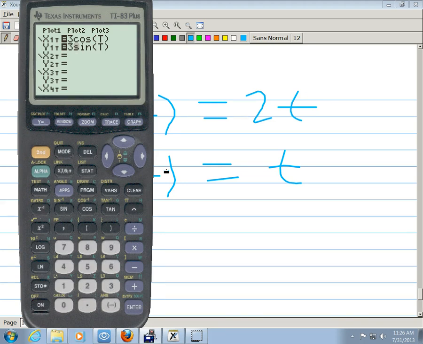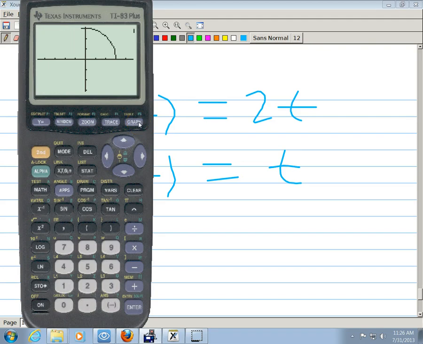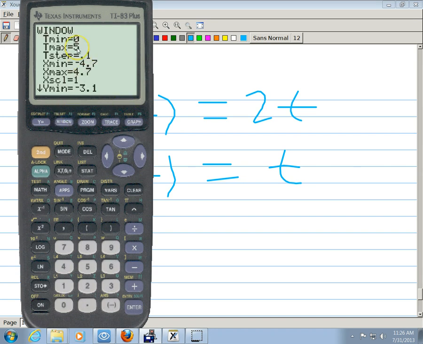What is that? r is 3, theta is pi over 4. r is 3, theta is pi over 2. It's a circle of radius 3, right? So let's see, graph that. There it is, a circle of radius 3. Why don't I get the whole circle? Because my t max is only 5.